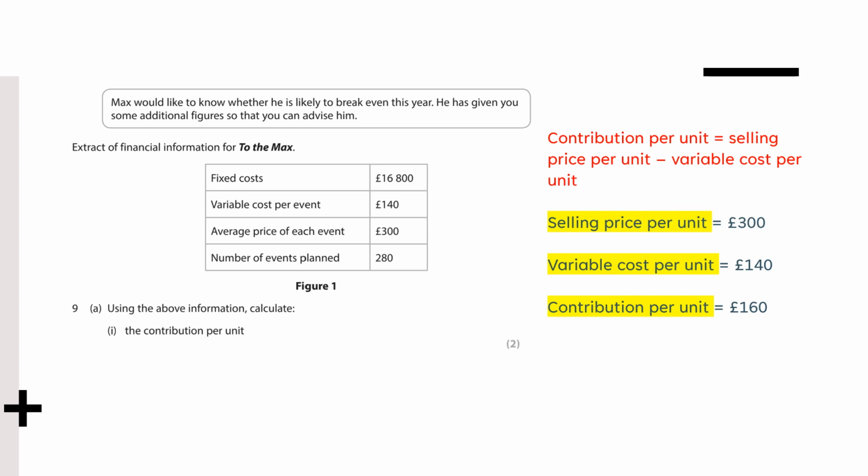Now to work out contribution per unit, you do selling price per unit minus the variable cost per unit. Now this is also the bottom of the break-even formula. Selling price per unit is £300. The variable cost per unit is £140, so you would do 300 minus 140, and that will give you 160 as your contribution per unit.